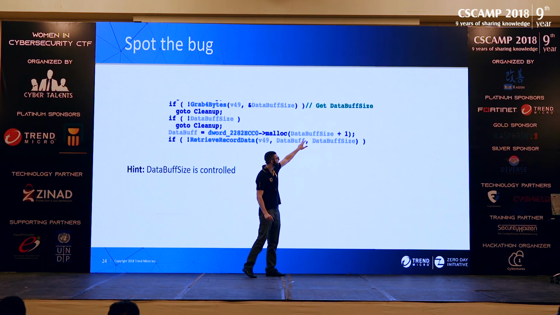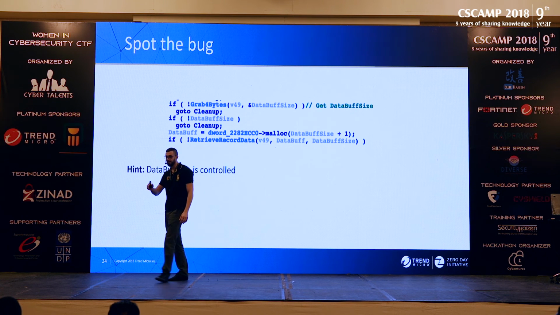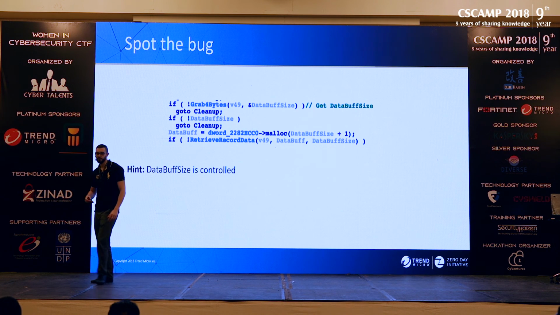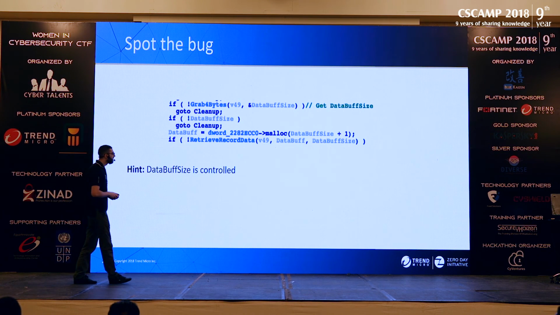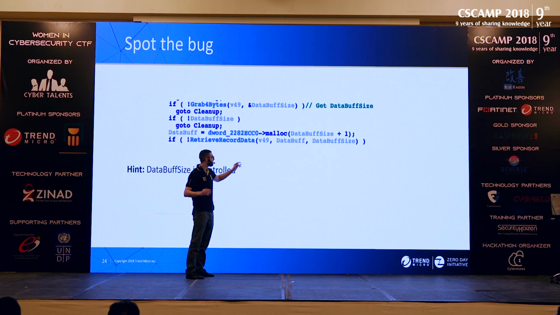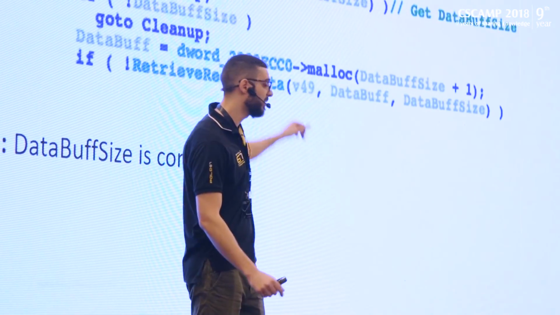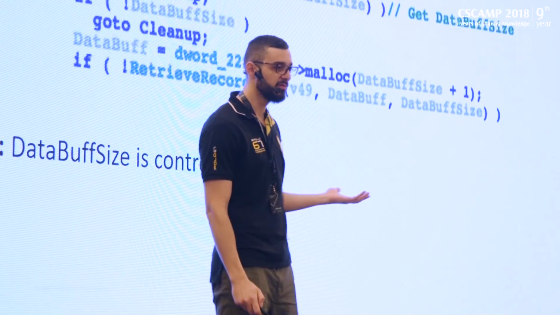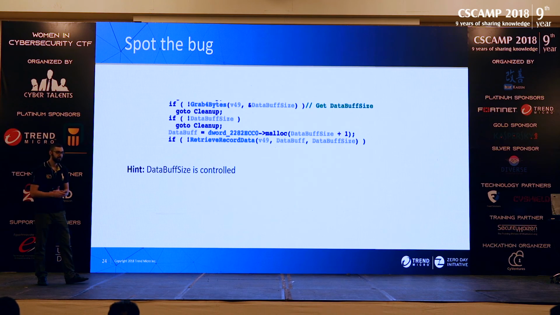It uses data buffer size to copy data. It uses FF FF FF FF to copy data, and it translates that to a really huge number. So what happens is it copies a huge amount of data into a really small object that we allocated through malloc. And that's a heap overflow. That's one of the bugs that we found using static analysis.